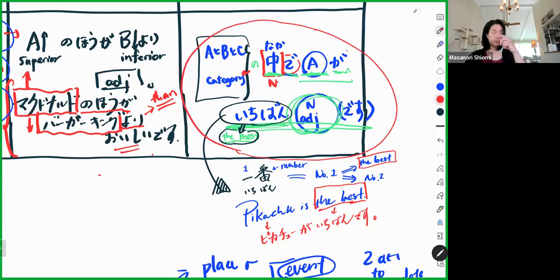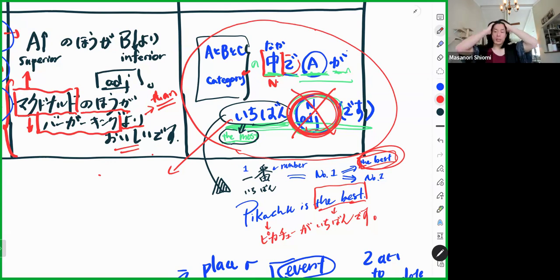This grammar point, we do need an adjective or noun which we're using to compare with, right? But because ichiban could already mean the best, English speakers will be like, okay, well, ichiban already means the best, so I don't need to put anything here. And say, ポケモンの中でピカチュウが一番です. Which does mean Pikachu is the best among Pokemon.